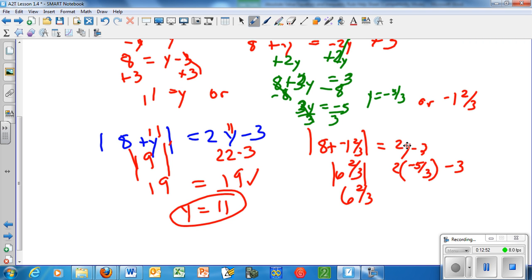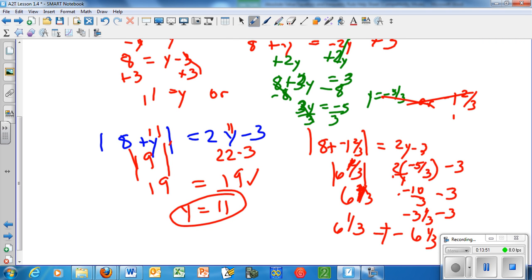So I'm putting my negative 5/3 in for y. 2 times negative 5/3, remember, that's like 2 over 1. So I get 2 over 1 times negative 5 over 3. I've got to multiply first, so that's negative 10 over 3, and then subtract 3. Negative 10 over 3 is negative 3 1/3 as a mixed number. Subtract 3 gives me negative 6 1/3. And I'm sorry, I made a mistake here. This should be 6 1/3 right here. 8 plus a negative 1 2/3 is 6 1/3. So I get 6 1/3 here on the left side, negative 6 1/3 here. Notice they are not equal to each other. So that one does not check out. Thus, we can cross out our negative 5/3 or negative 1 2/3. It doesn't check. Sometimes you'll get both to check. Okay, so our only solution here would be y equals 11.